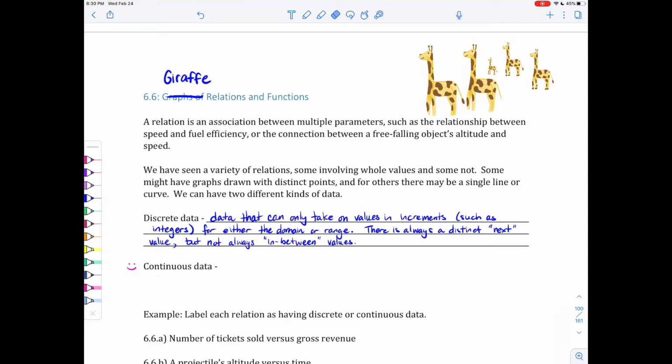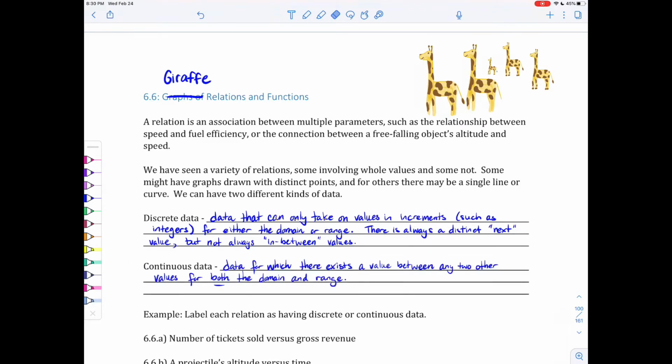So that's discrete data. With continuous data, we're talking about data for which there always exists a value between any two other values. And that's for both the domain and the range. So the set in the domain needs to be continuous, and the set in the range needs to be continuous as well. If either of those is discrete, then we're going to consider the whole relation to be discrete.